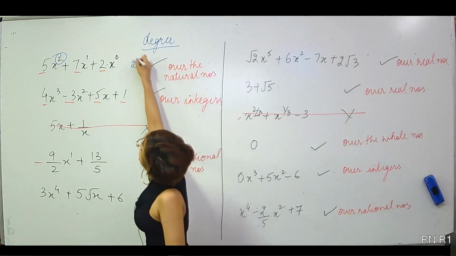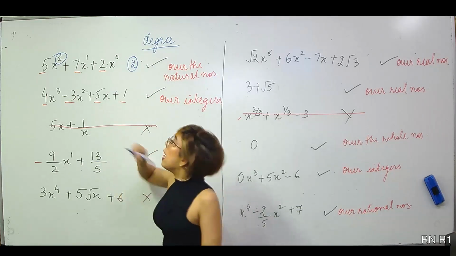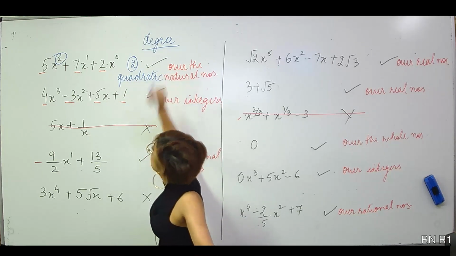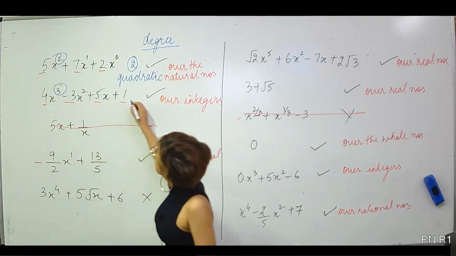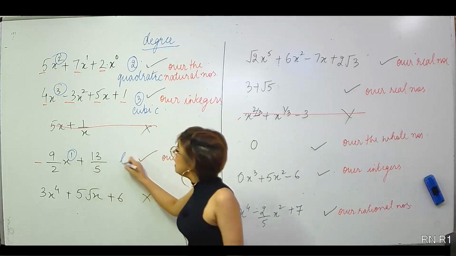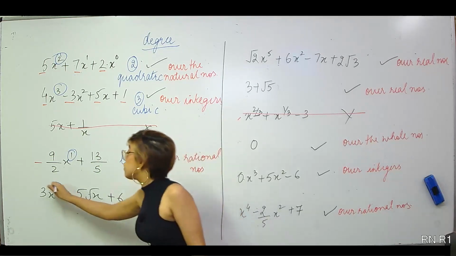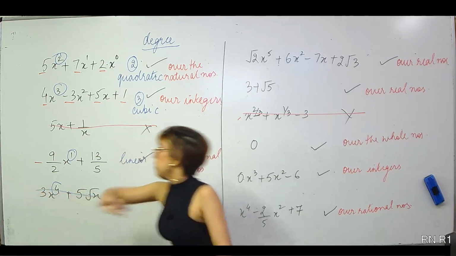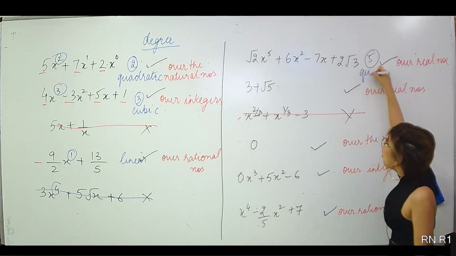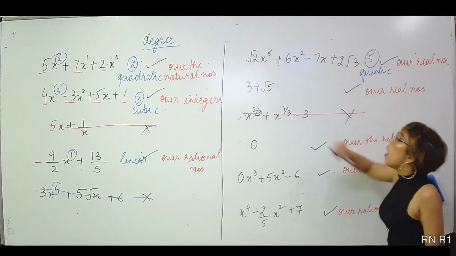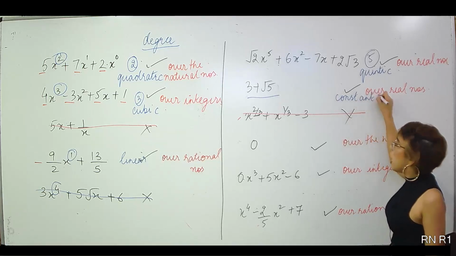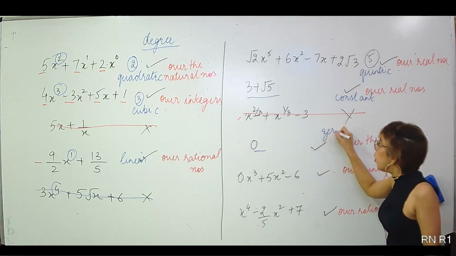When the degree is 2, that polynomial is called a quadratic polynomial. We have a name for it. Degree is 3, that means this is a cubic polynomial. Degree is 1, that means this is a linear polynomial. Degree is 4, okay, this was not a polynomial itself. Degree is 5, this is a quintic polynomial. I think you already know this. Now, this is a constant polynomial. This is the zero polynomial, you already know it.